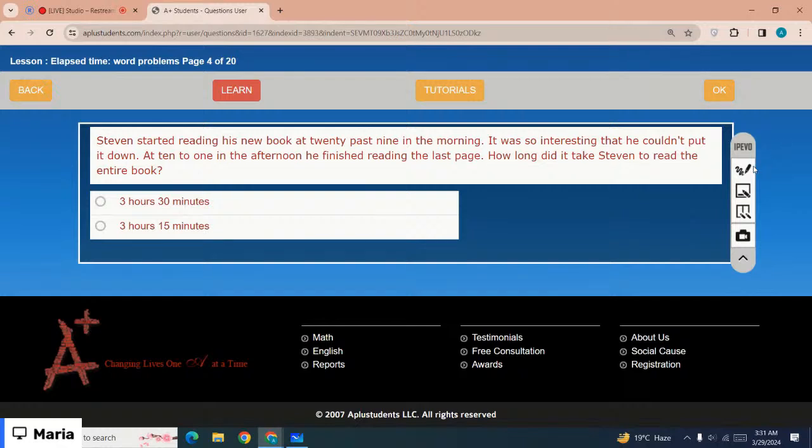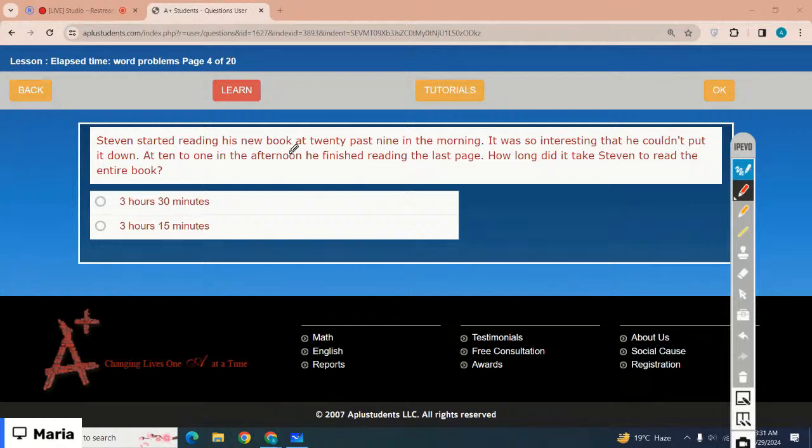So, he started at 20 past 9, right? That means 9:20, right? That is the start time. He finished reading the last page at 10 to 1 in the afternoon, 12:50. So, which is the correct option? How long did it take Steven to read the entire book? So, which is the correct option?